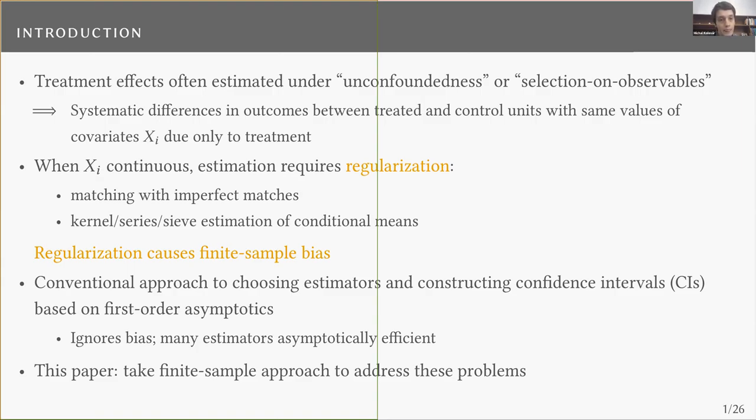And under the conventional approach to inference in these settings, what happens is that this finite sample bias disappears if your estimator is efficient. So even though there's this finite sample bias due to regularization, the conventional approach ignores this bias. And what we want to do in this paper is we want to take this finite sample bias seriously, and we're going to develop estimators and confidence intervals that are going to account for it explicitly.